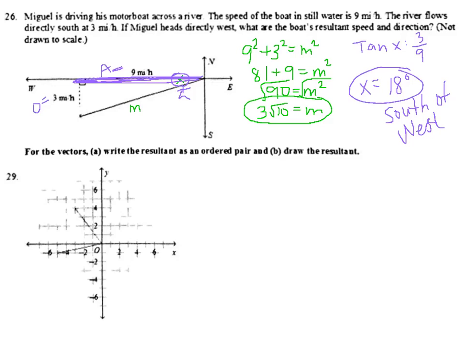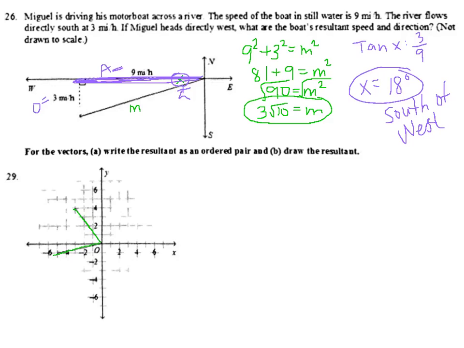And my last problem here is two parts. First it says, write the resultant as an ordered pair, and then it says, draw the resultant. I'm sorry this is such a poor quality image. You guys should have it much better on your review packet itself. But I can see that my two vectors are like here and here.